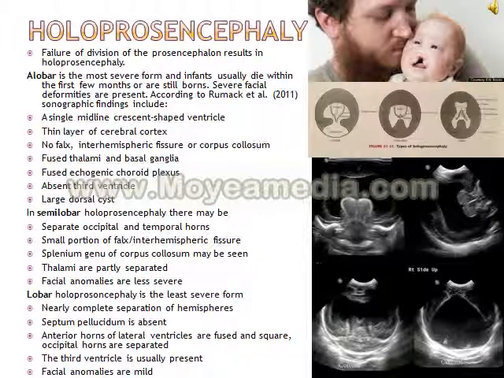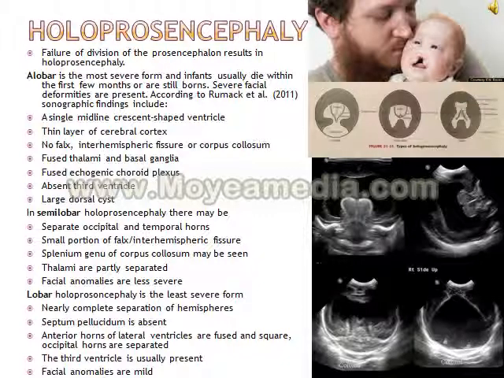In semilobar, we may see separate occipital and temporal horns, a small portion of falx or interhemispheric fissure. Splenium and genu of corpus callosum may be seen. The thalami are partly separated, and facial anomalies are less severe.